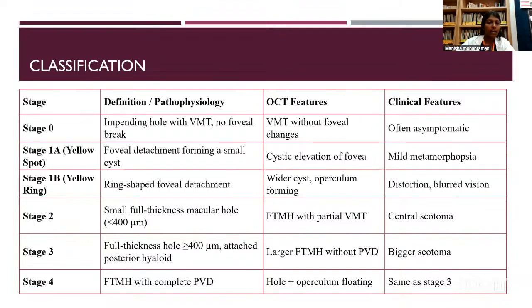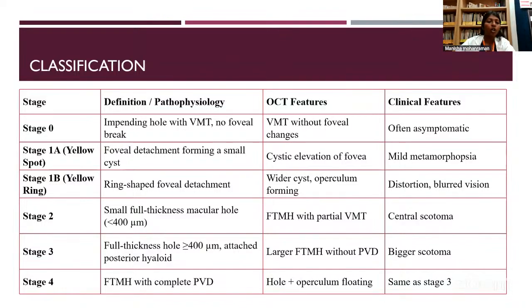In stage 1A, a yellow spot is seen, with foveal detachment forming a small cyst. In OCT, elevation of the fovea is seen. Clinical feature is mild metamorphopsia. In stage 1B, yellow ring formation, ring-shaped foveal detachment. In OCT, wider cyst and operculum formation. Clinical features: distortion and blurred vision.